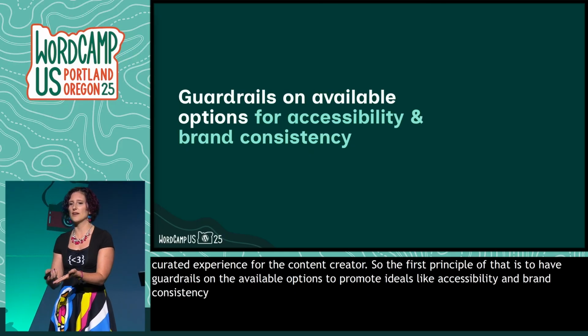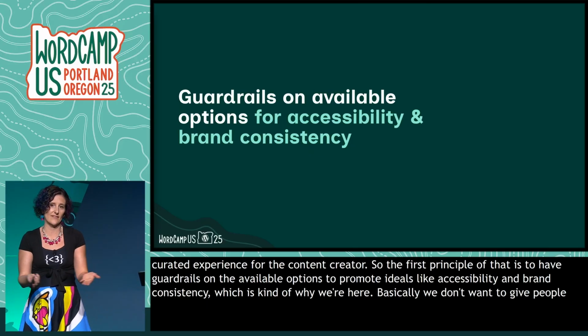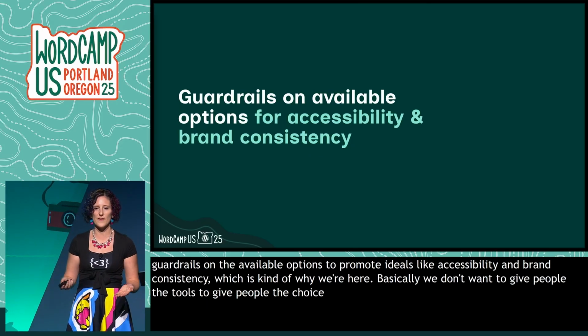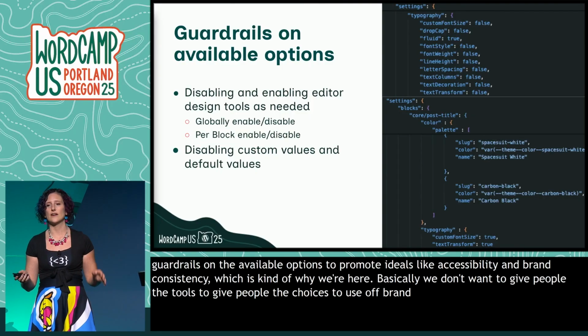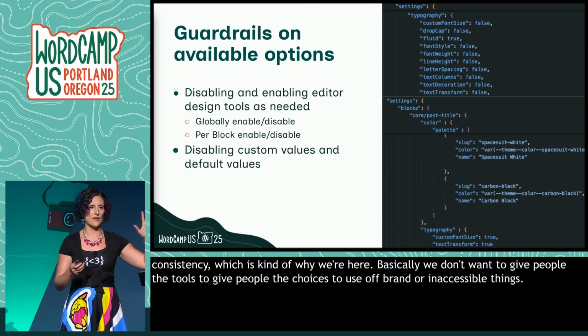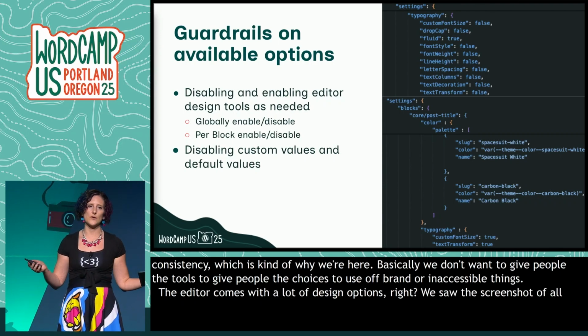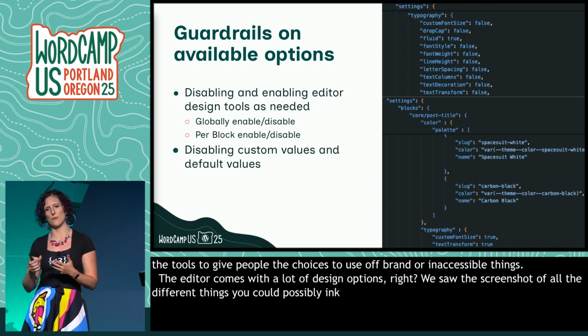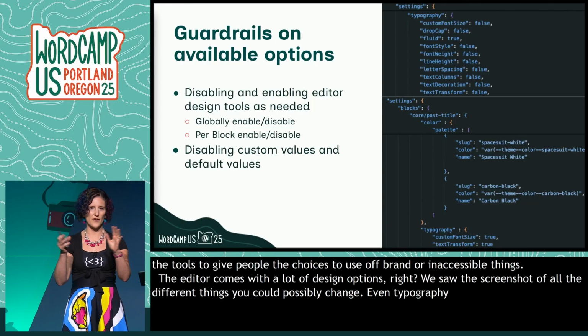Basically, we don't want to give people the tools to make choices that would be off-brand or inaccessible, because then they won't build off-brand or inaccessible things. So what kind of guardrails are available right now? The editor actually comes with a lot of design options, right? We saw the screenshot of all the different things you could possibly change. Even typography, you can change the font size, font weight, font family, line height, letter spacing, text transform, that's all there in the editor.